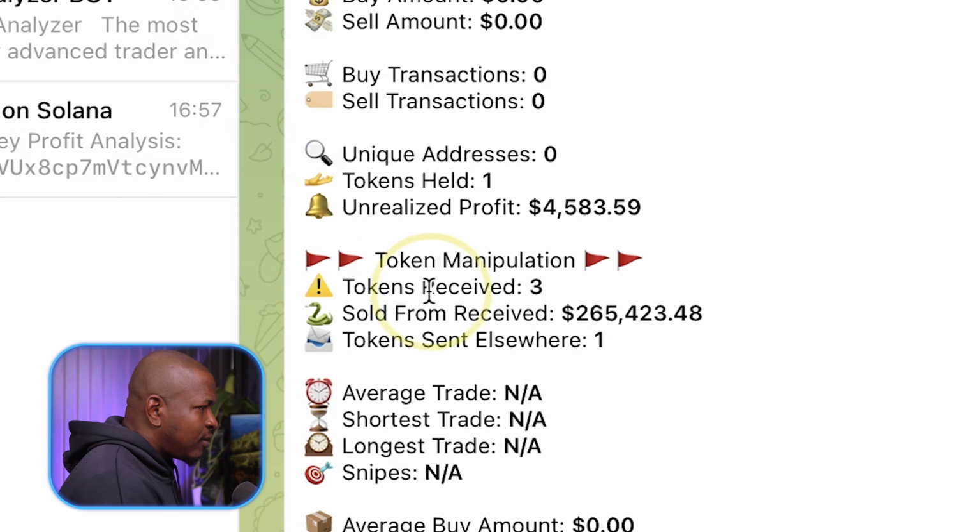So this wallet has 3 tokens in it that it received. There is a lot of manipulation with this token, so it is not worth copying.